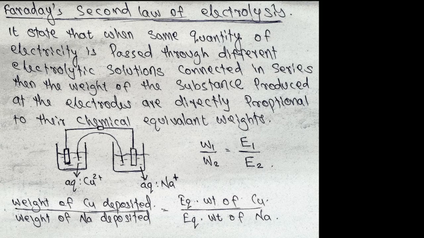What do we mean by E1 and E2? E1 is the equivalent weight of copper, and E2 is the equivalent weight of sodium. So the ratio W1 divided by W2 equals E1 divided by E2. This is the second law of electrolysis.